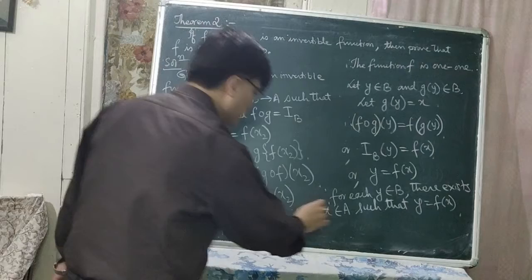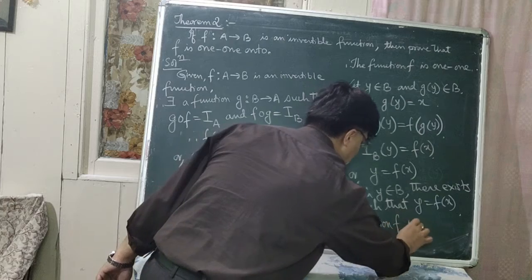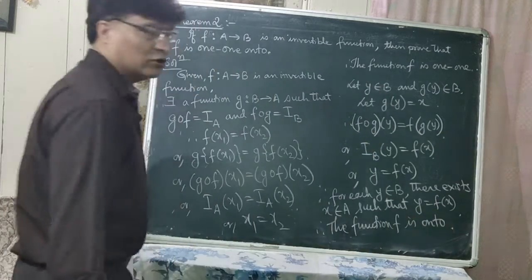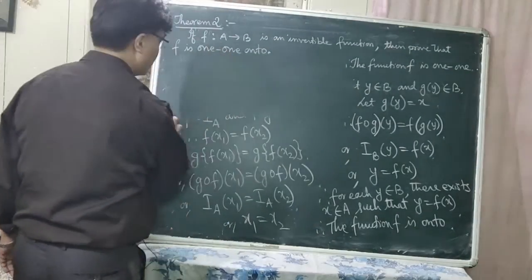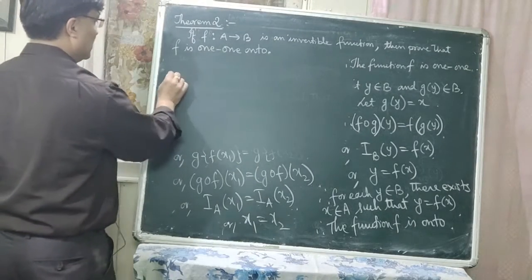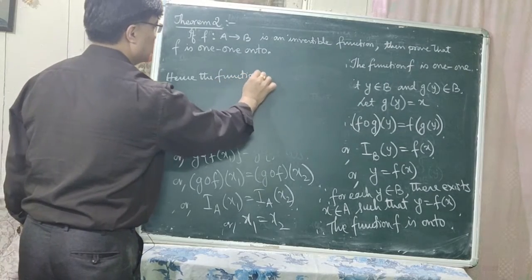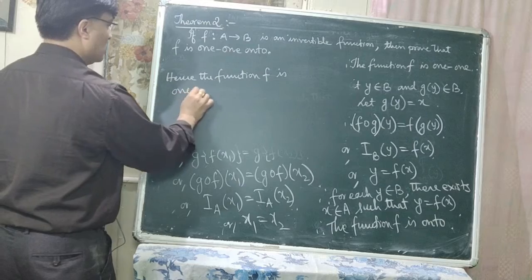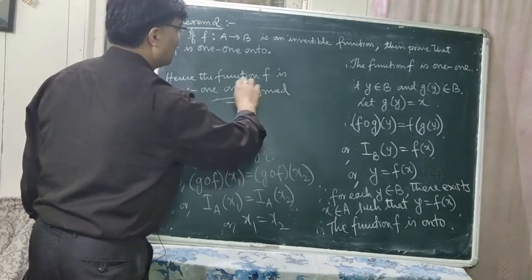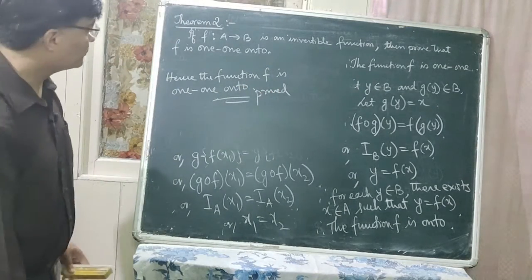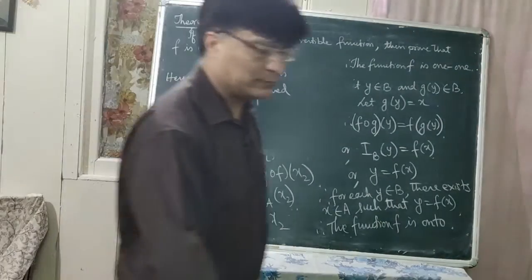Okay, so therefore the function f is onto. Is that clear? So hence the function f is 1-1 onto. So you can write here, hence the function f is 1-1 onto, proved. So we have proved both 1-1 as well as onto. So I think you have understood it. So you can copy it. Now we'll do the next theorem.